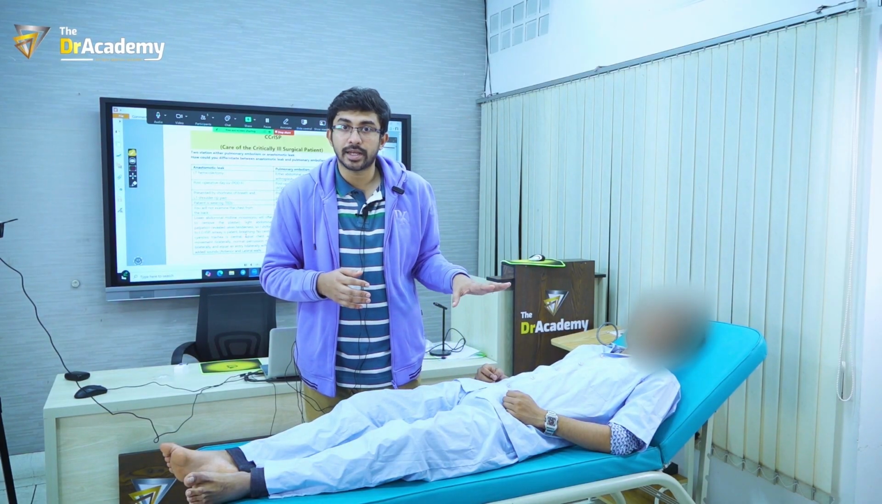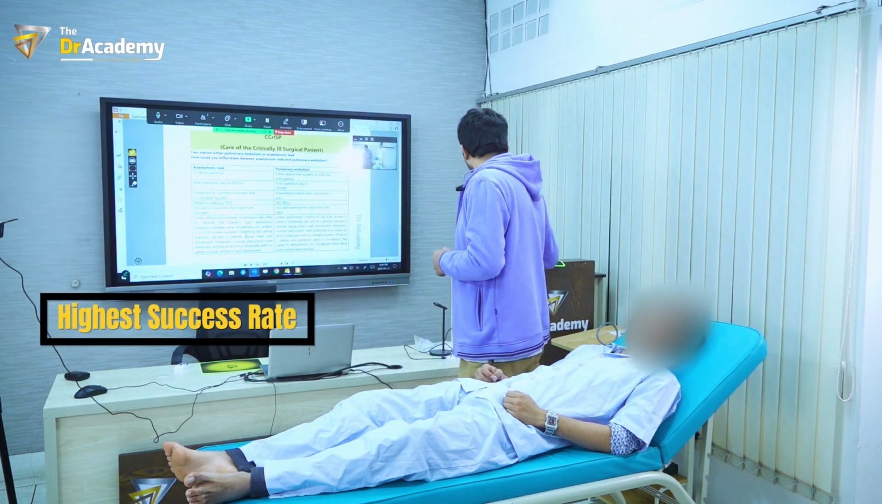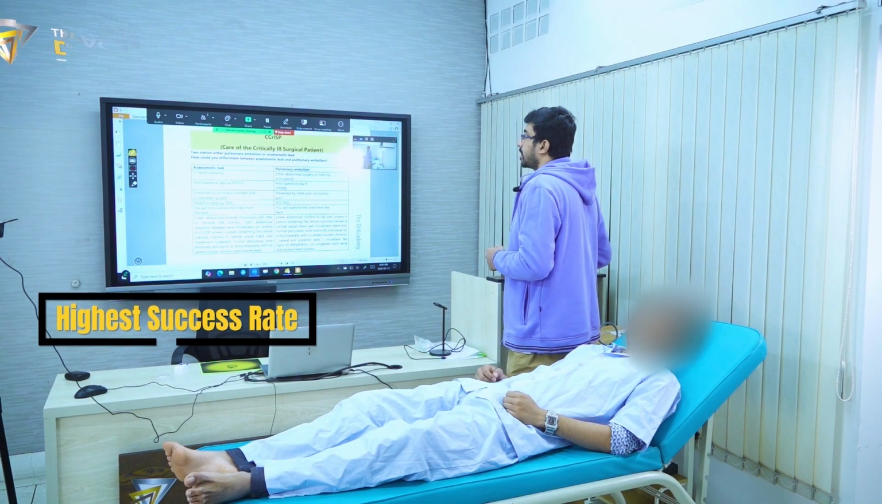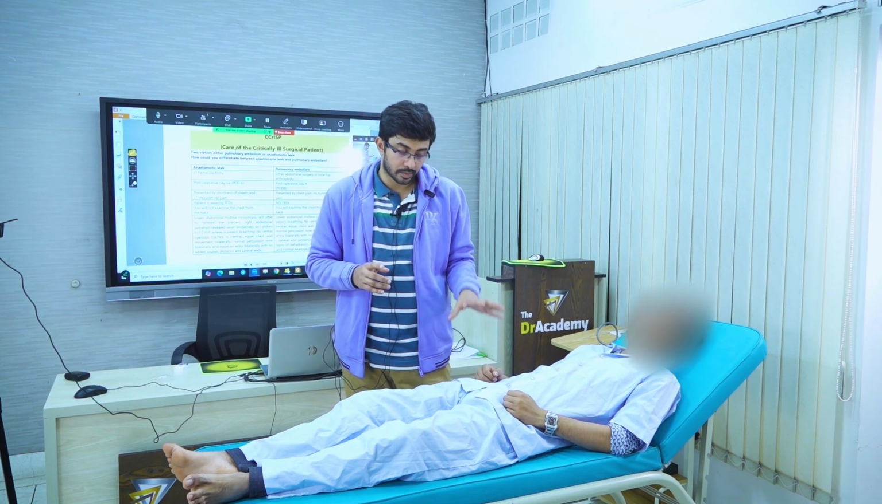In that case, just tell your examiner, sir, this patient is critically ill, so I cannot proceed further with the abdominal examination. Now I want to examine this patient under the care of the critically ill surgical patient protocol. You have to mention the full form, not the CRISP protocol. So the landmark between abdominal examination and shifting towards CRISP is superficial palpation. You cannot proceed further after superficial palpation.